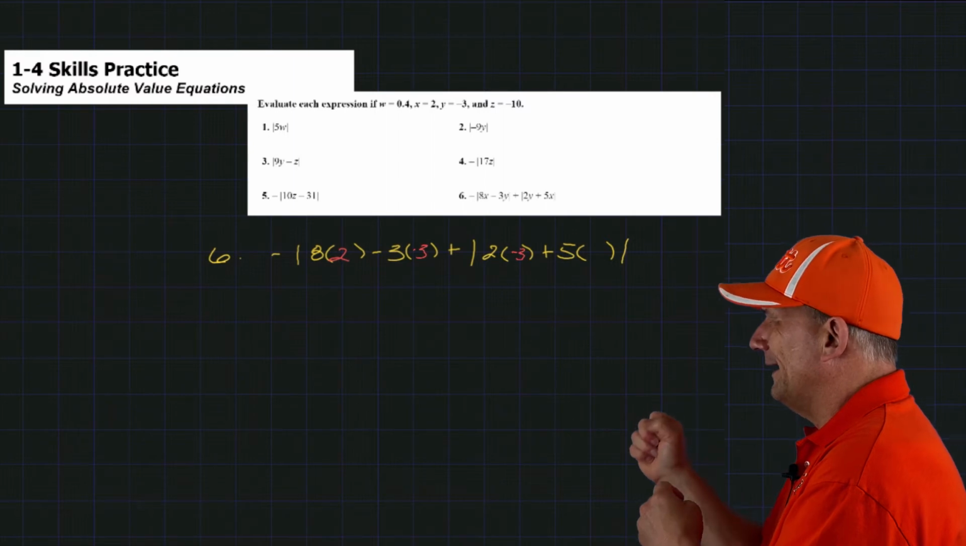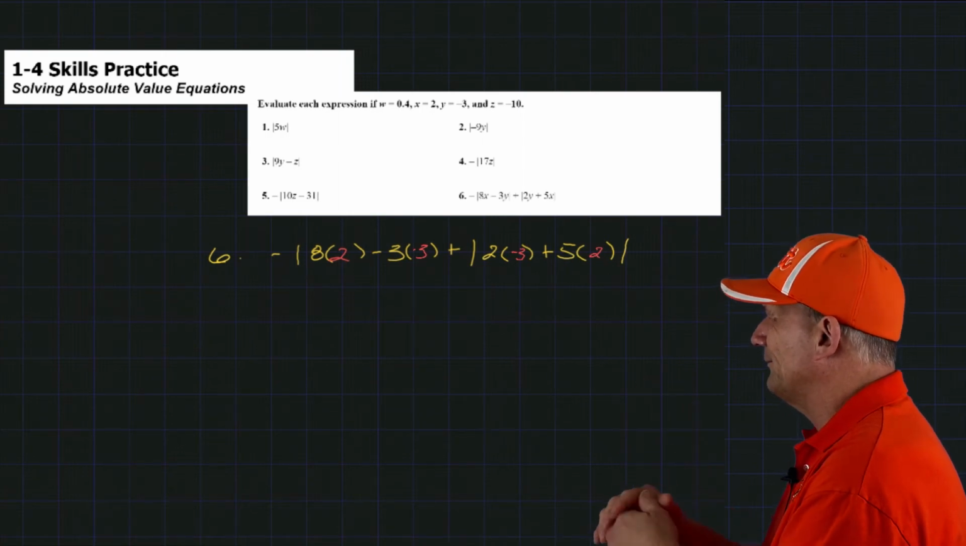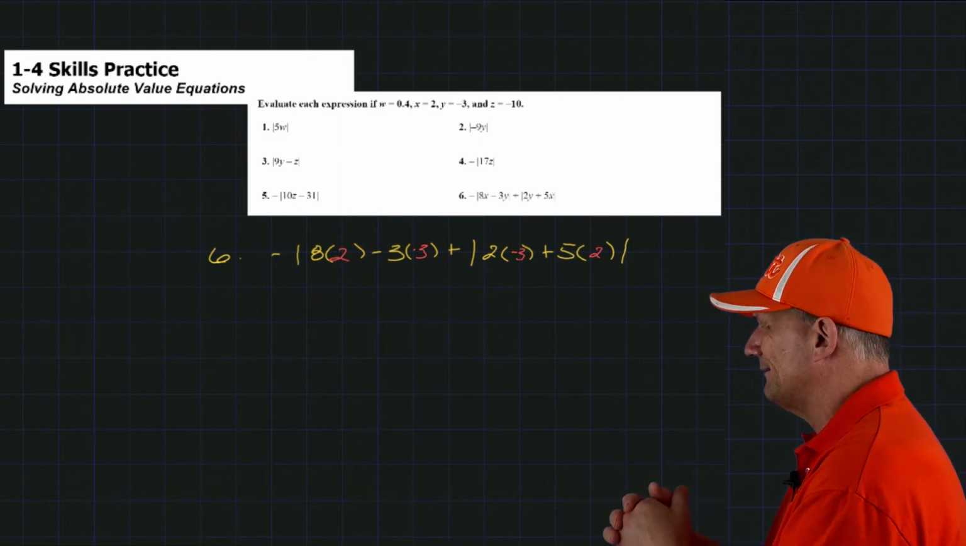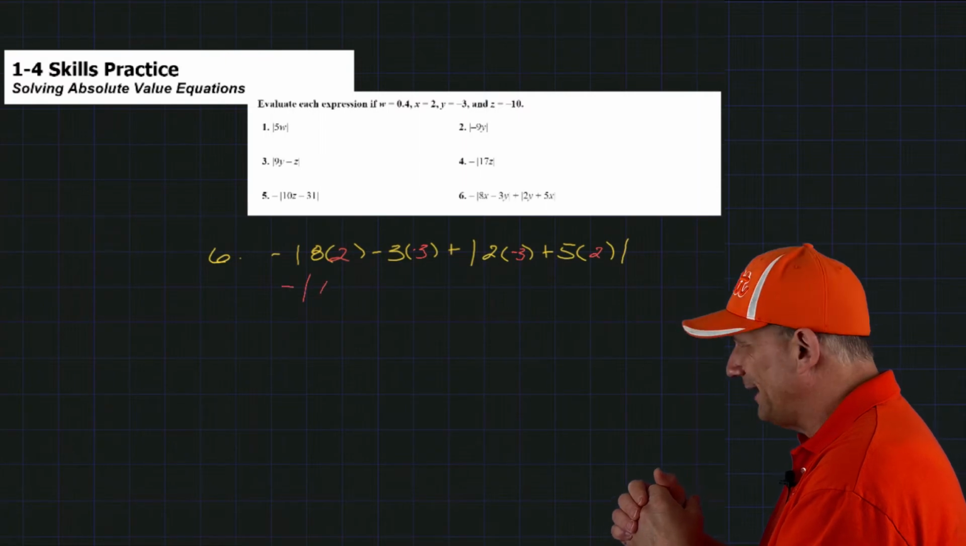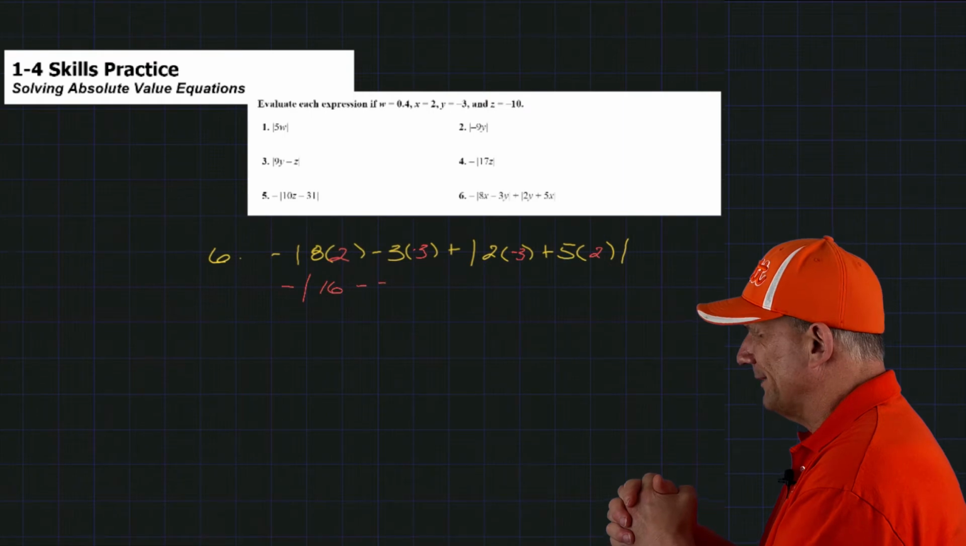Minus a negative 9, that's going to be positive 9, right? So we're going to get 25. On the right side, we've got 2 times negative 3, which is negative 6, plus 5 times 2, which is 10. So the whole thing on that right side is going to equal 4, right?